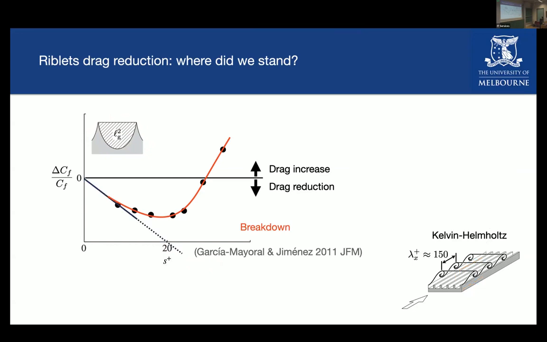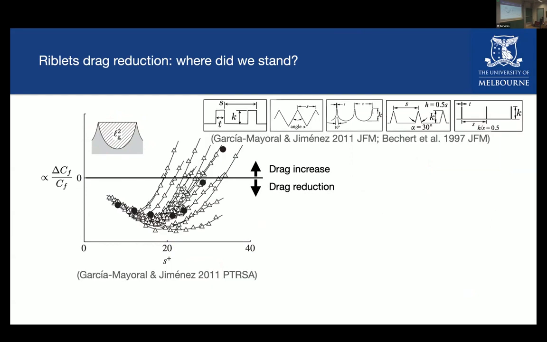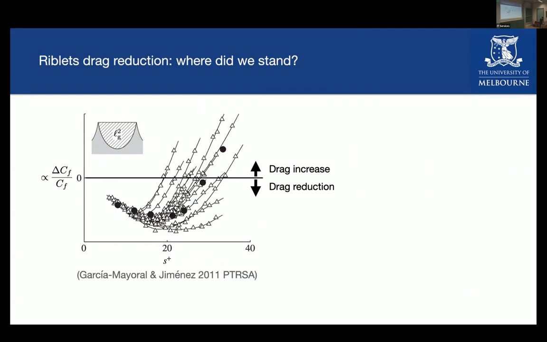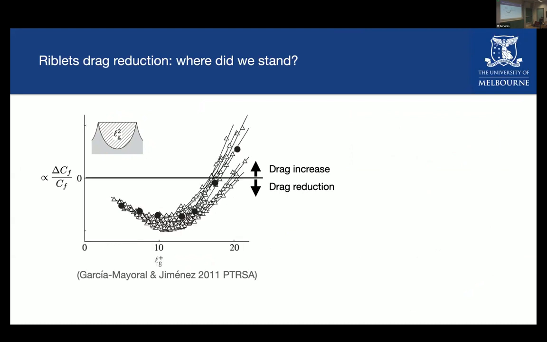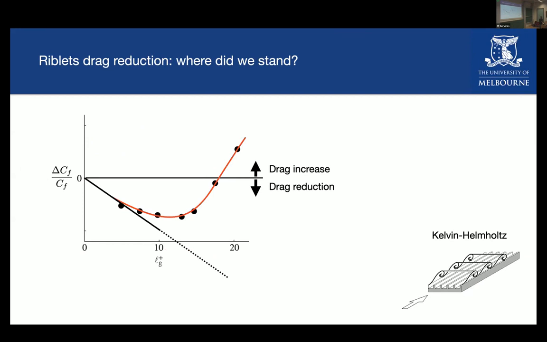So we quickly go back to the data that Ricardo compiled and plot it against Lg instead of S. And you see, this is S, and this is Lg plus, and straight away you see a much better collapse. And the optimum now is at around 10 wall units. So when we became interested in riblets about 5 years ago, our idea was to try and perturb these Kelvin-Helmholtz rollers, try to destroy them, mitigate them, do something to them to obtain further drag reduction benefit.